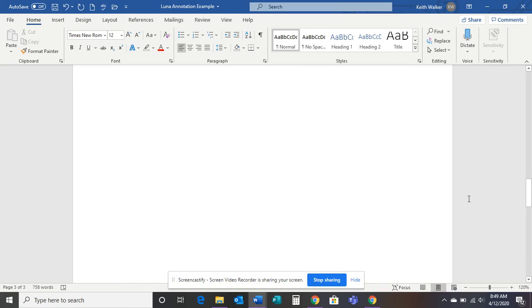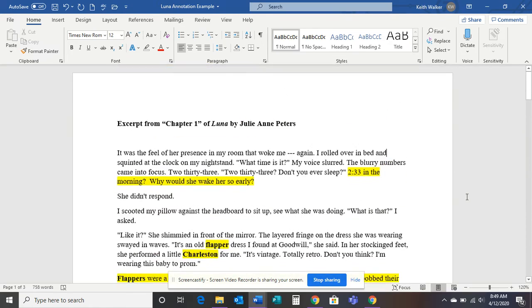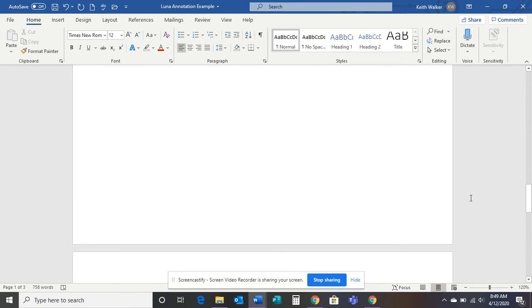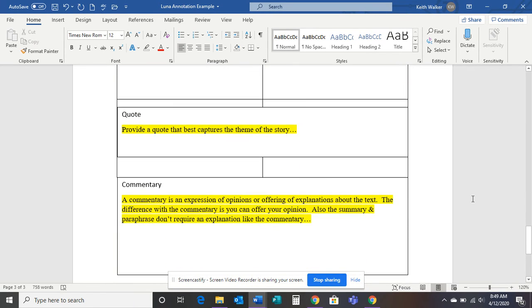All right, so that's it. You should be ready to read, annotate this story, and complete the graphic organizer at the bottom. This is your only assignment for the week, so make sure you do your best on it.